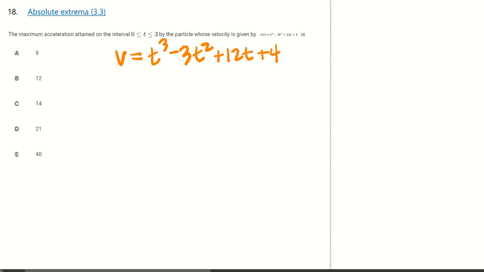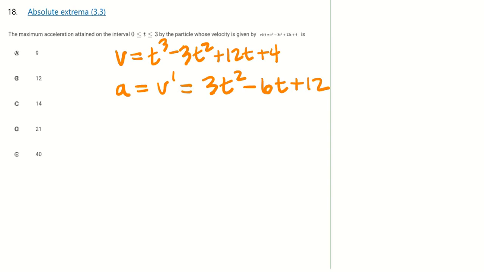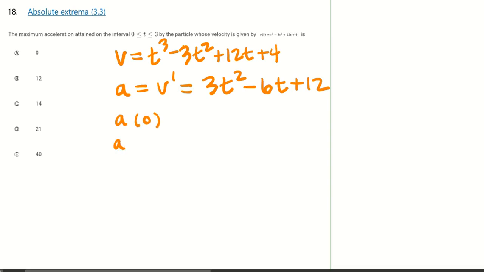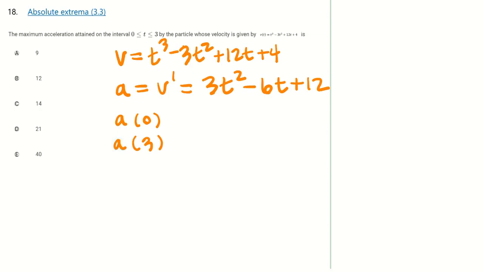Okay. We want the maximum acceleration on the closed interval. That means we got to do the candidates test. Okay, so the acceleration is the derivative of velocity, which is 3t squared minus 6t plus 12. So I want to know the maximum possible value of that on the closed interval 0 to 3. So I need to be considering the value of the acceleration at the endpoints and at the critical points of A. And this is pretty much the only time I know when we would be interested in taking the derivative of acceleration would be to find the maximum.